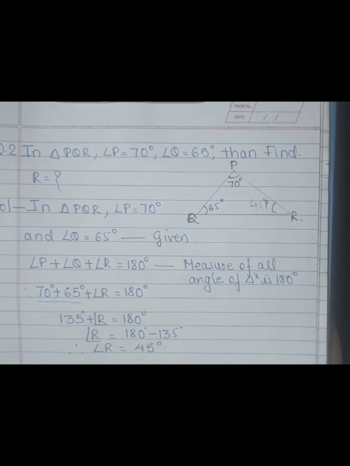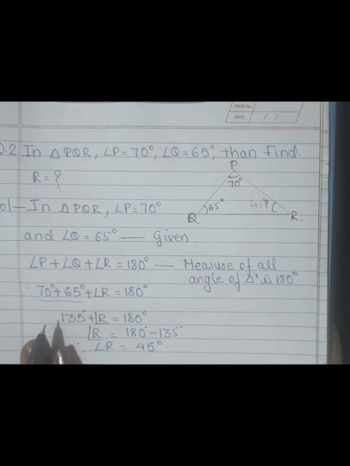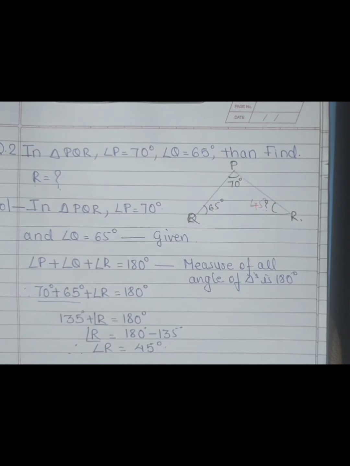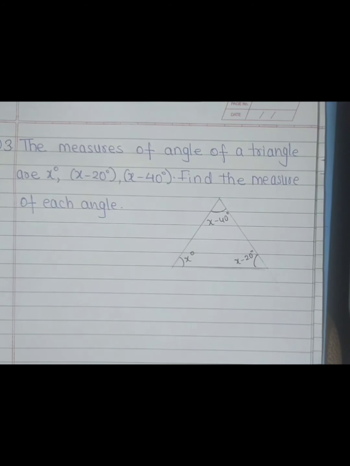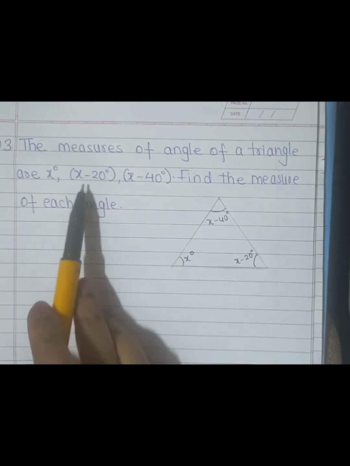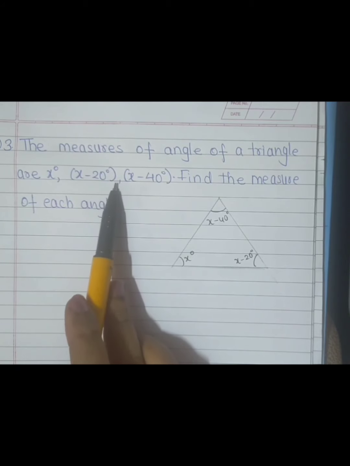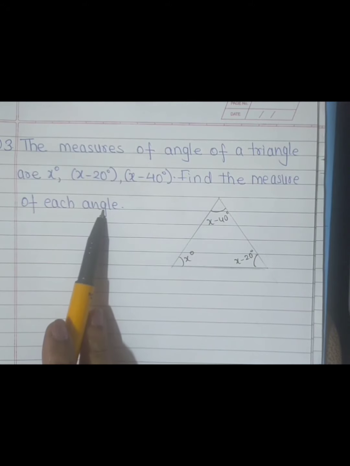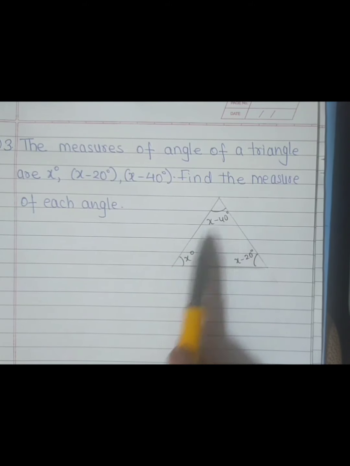I hope you understood how to find. It is very simple if you follow the formula, and if your concept is clear, step by step we can easily solve this problem. Now next is question number 3. The measures of angles of a triangle are x degree, x minus 20 degree and x minus 40 degree. Find the measure of each angle. So we have to find the measure of each angle.